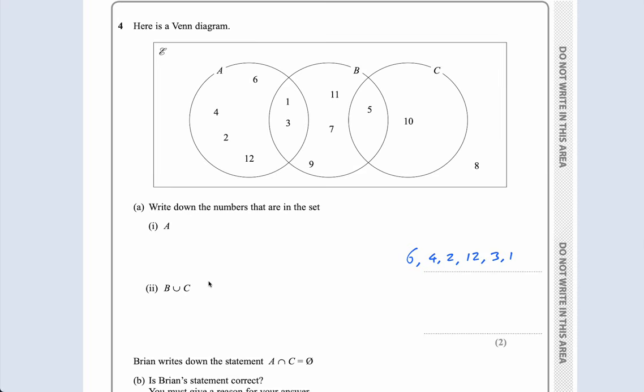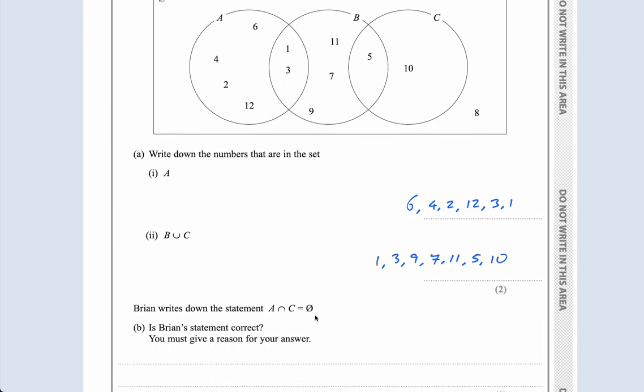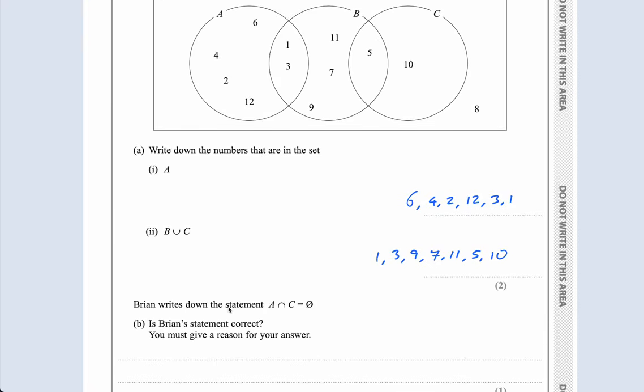B union C. So that's everything that's in B or in C. So it's all of this and all of this. So it is 1, 3, 9, 7, 11, 5, and 10.